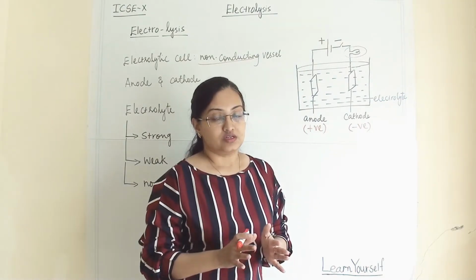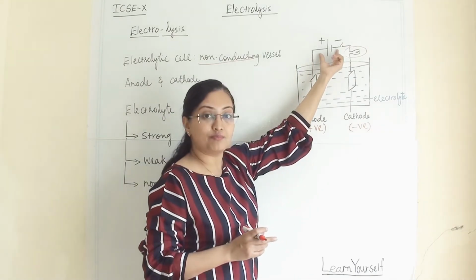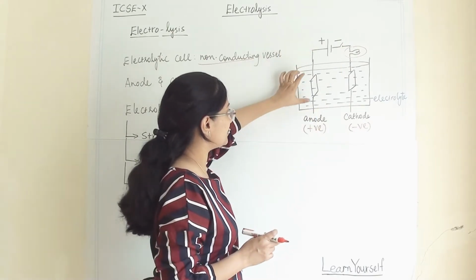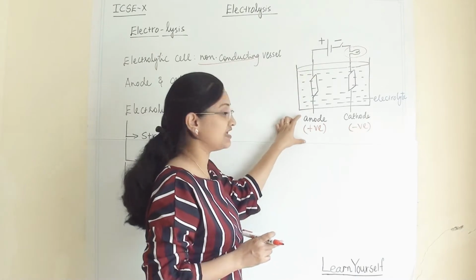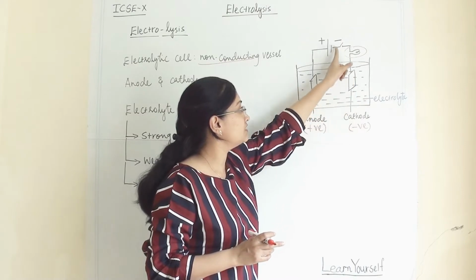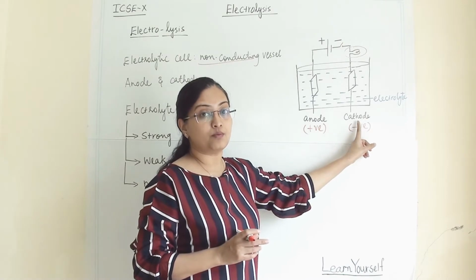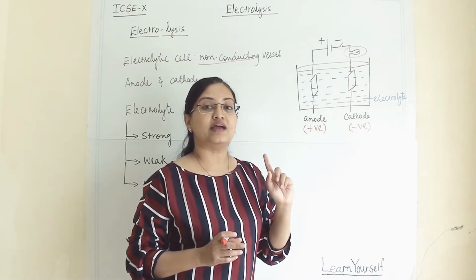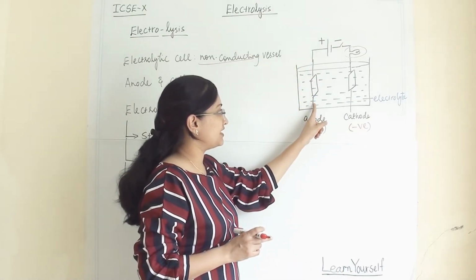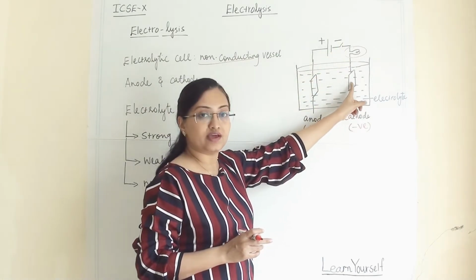Electrodes are neutral. They are not positive or negative. It depends upon which terminal of the battery you have attached to them. Here the positive terminal of the battery is attached to this electrode, so that's why it has become the anode, and the negative terminal is attached to this electrode, so that's why it has become negative. This positive terminal will give positive character to this electrode, and this negative terminal will give negative character to this electrode.